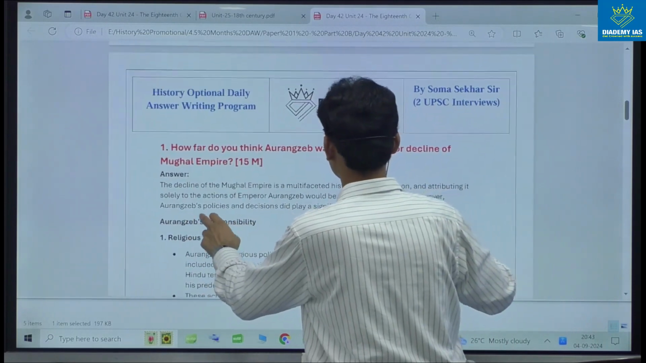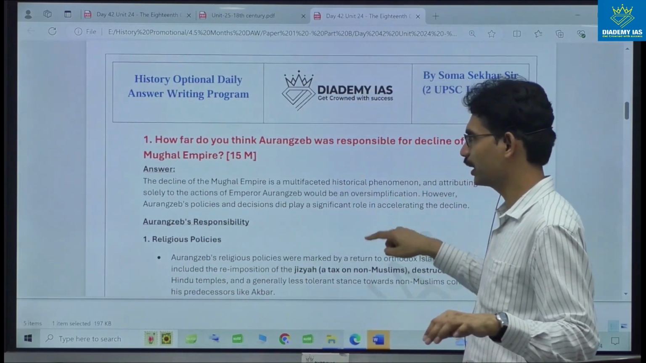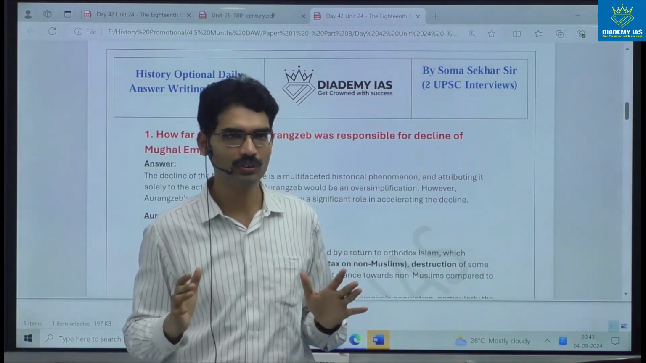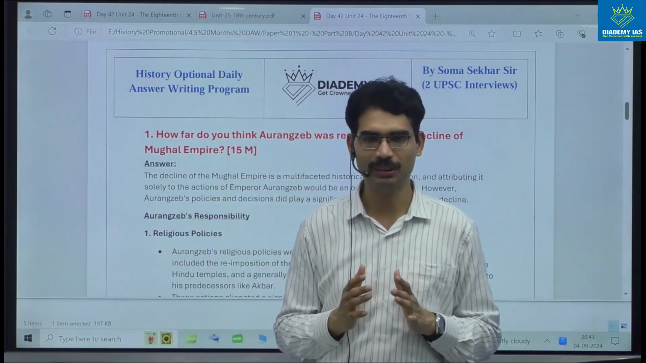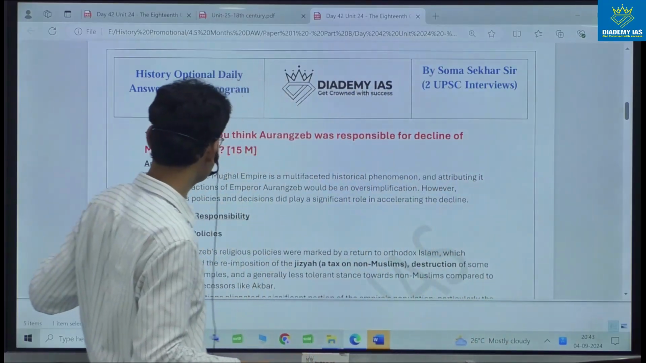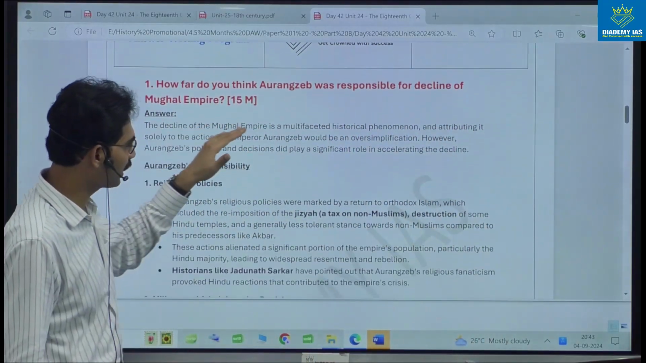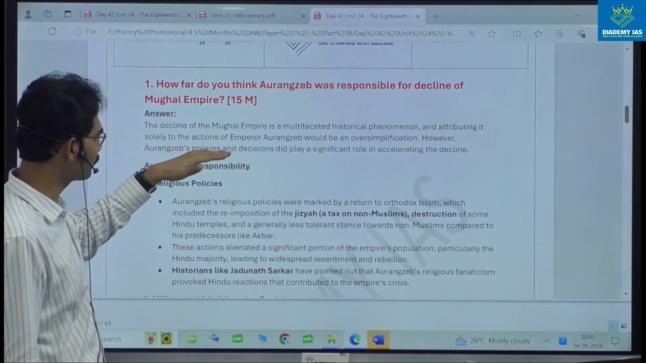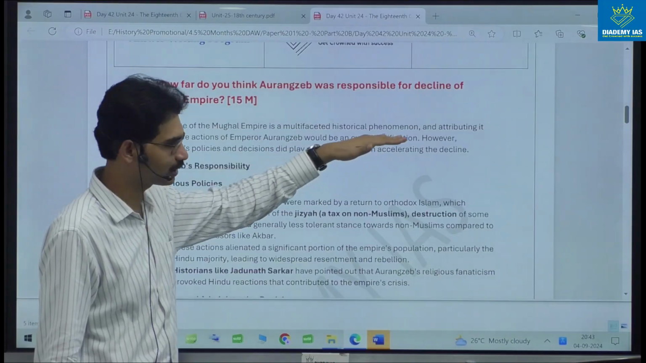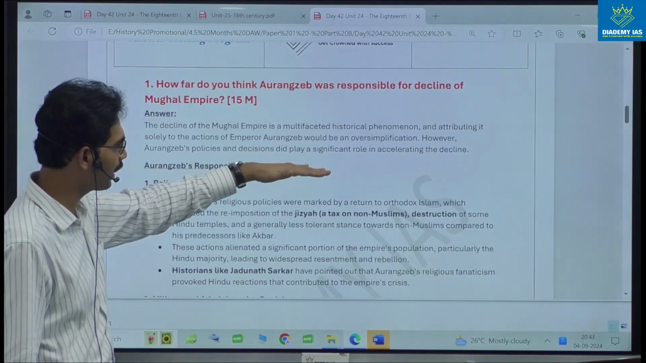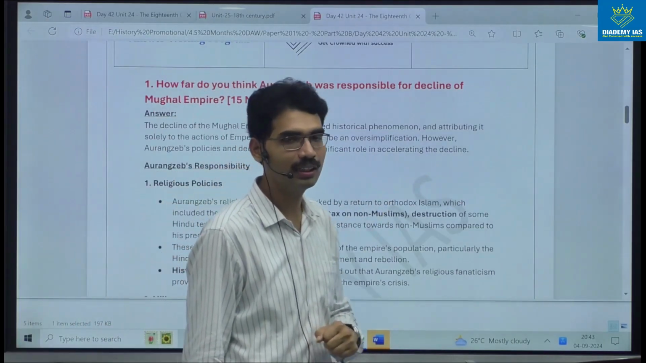How far do you think Aurangzeb was responsible for the decline of the Mughal Empire? It will be strictly like whatever you are going to do in the mains examination. The structure will be exactly like that. Introduction, you can see: the decline of the Mughal Empire is a multifaceted historical phenomenon, and attributing it solely to the actions of Aurangzeb would be oversimplification. However, Aurangzeb's policies and decisions did play a significant role in accelerating the decline.